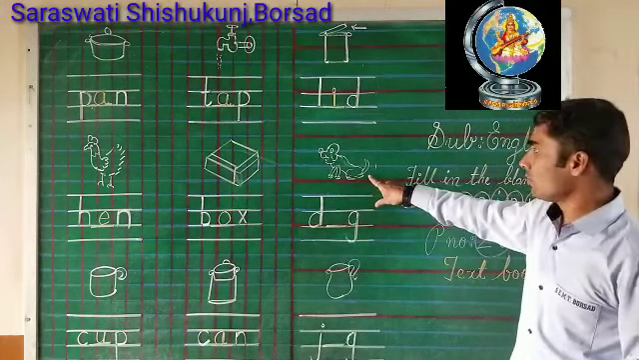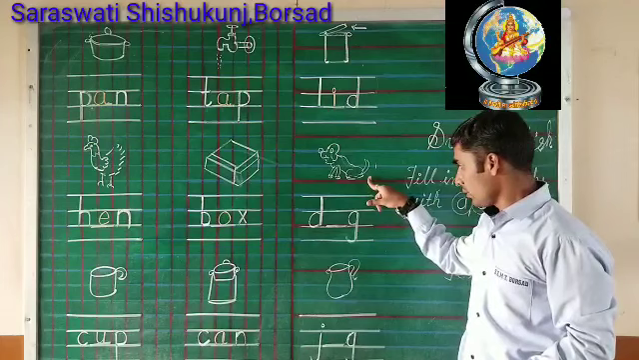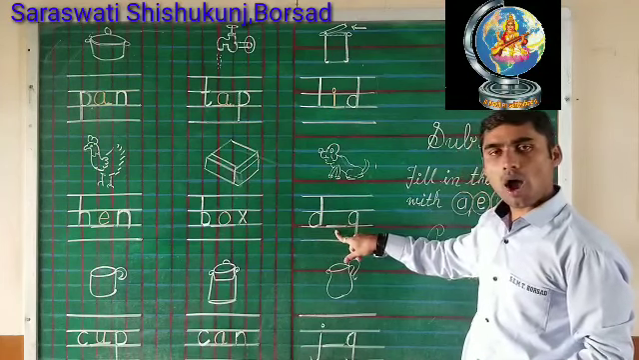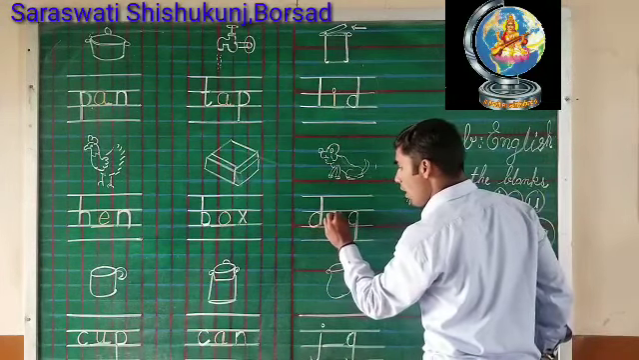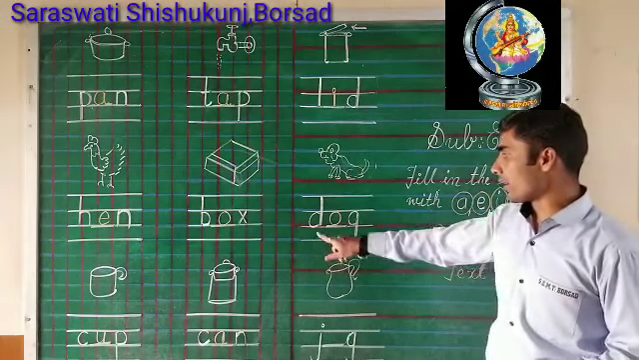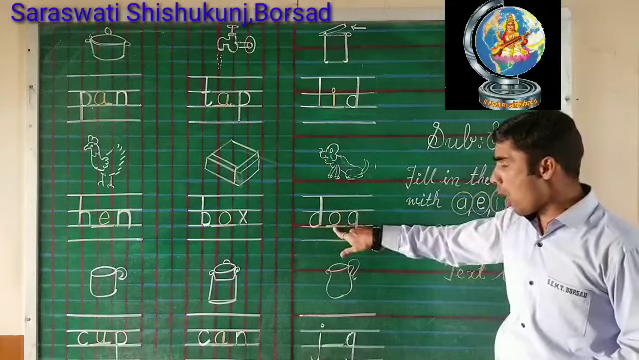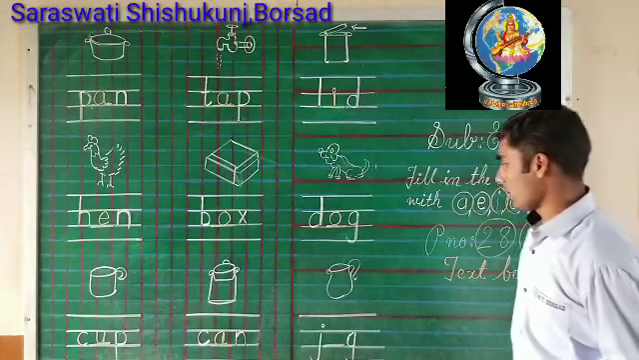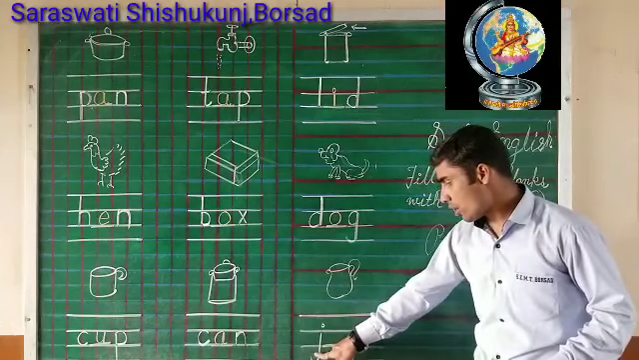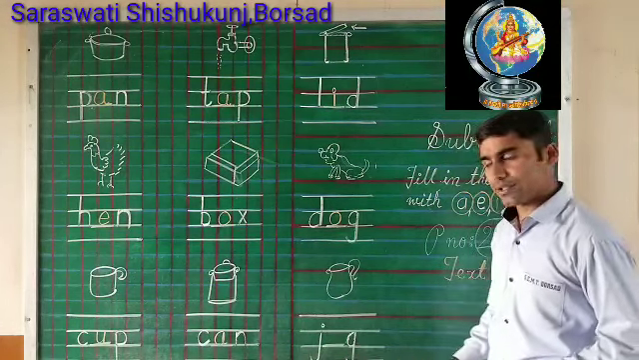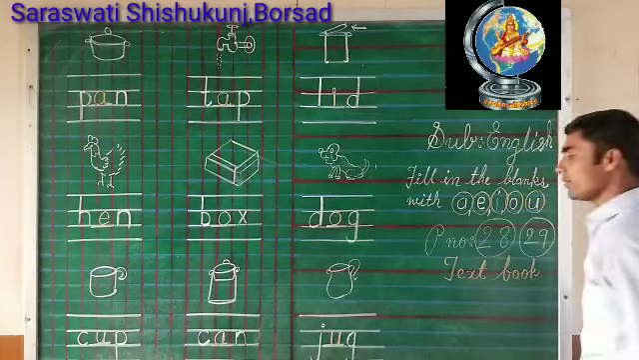Next. Dog. Okay? Now, D, A, G. A says O. Now read the full spelling. D, O, G, dog. Very easy. And last one. J, A, G. Right? A says U. Done.